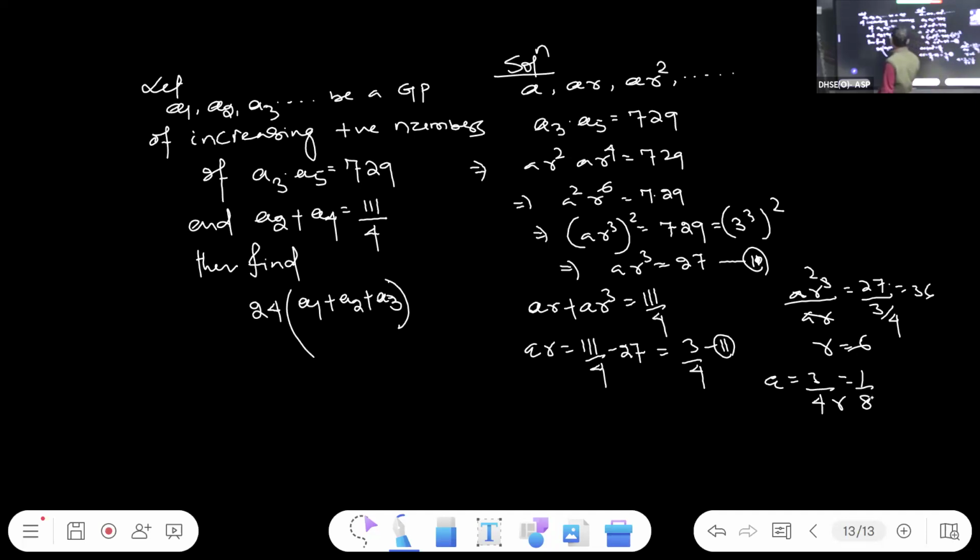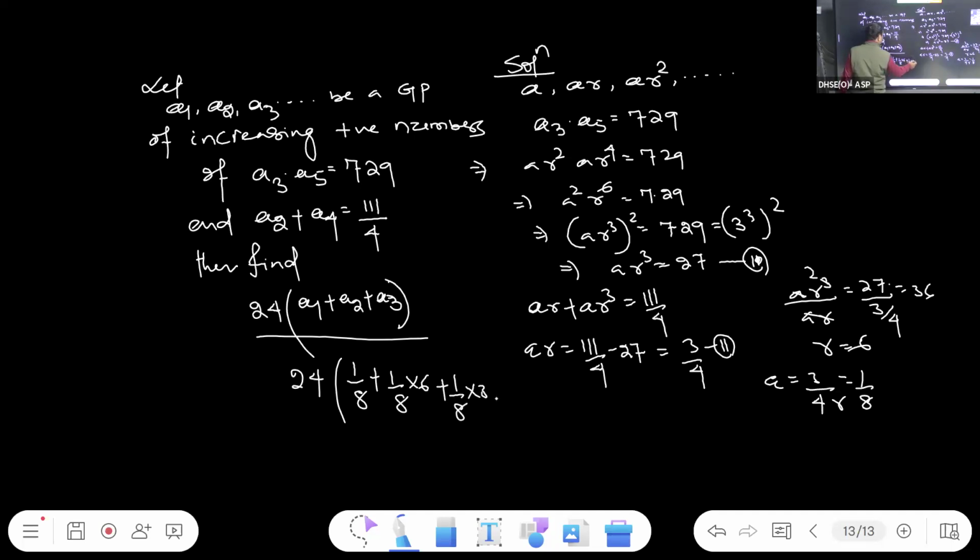Now you can get the value of 24 times (a1 plus a2 plus a3). Clear? Twenty-four times a1, that is 1 upon 8, a2, 1 upon 8 into 6, a3, 1 upon 8 into 36. The value is equal to 129.